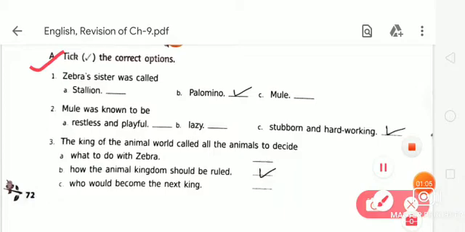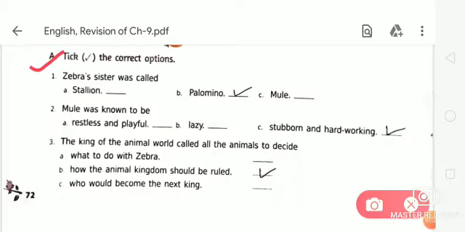So students, Zebra's sister was called, we all know that Zebra's sister was Palomino. In the horse family there were 4 members: stallion, brothers, Palomino is the sister, and mule and the little one, that is zebra. There are 4 members in the horse family. So Zebra's sister was called Palomino. So we will choose the correct option, option number B, Palomino.